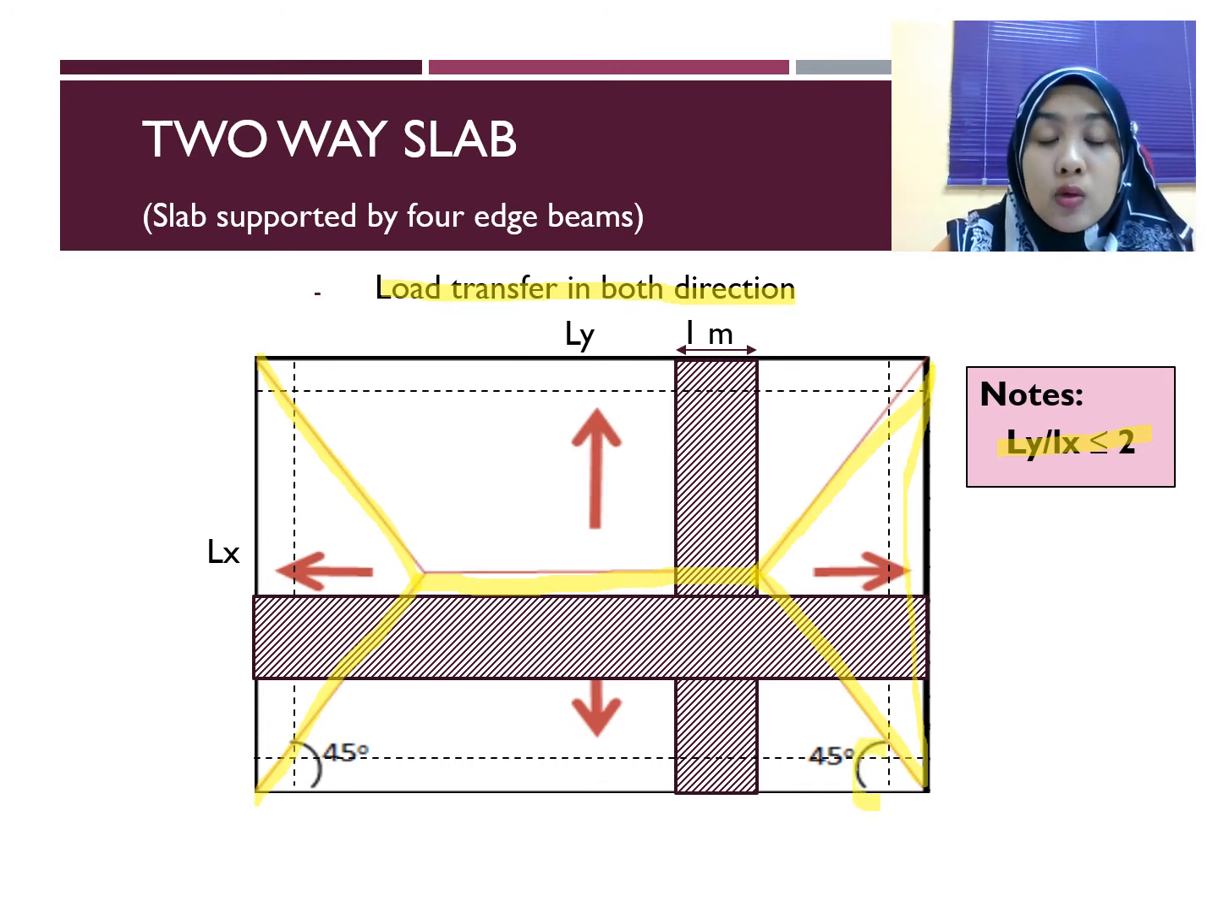Since we have load transfer in both directions, we need to draw our 1 meter strip in both directions. This one is for Lx direction and this one is for Ly direction. Since we have two 1 meter strips, it means that we have to design 2 times. One in the Lx dimension and another one you have to design in Ly dimension. So the L depends on which side that you are going to design.